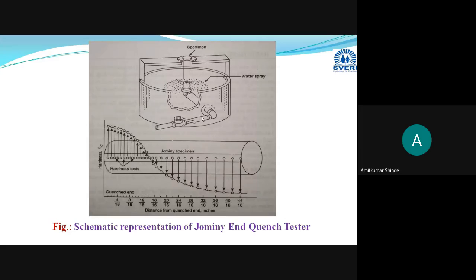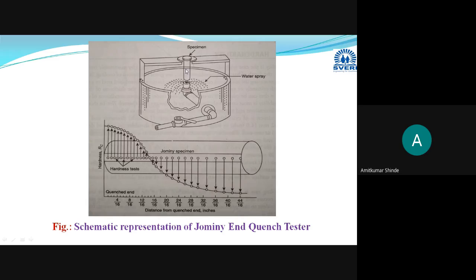Just what you have to understand here, I will repeat this procedure in the practicals also. Just try to understand this. This is now our specimen. This type of arrangement will be there. One picture will be there where you can fix this specimen, and here one drum is there, and one pipe arrangement will be there, and from this pipe arrangement some water supply or water spray will be there.